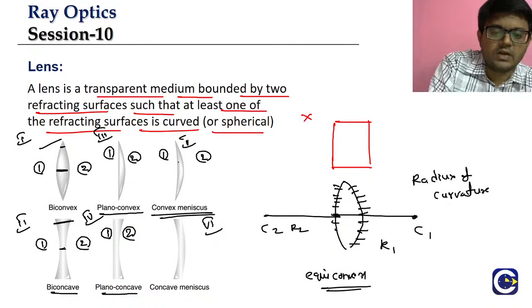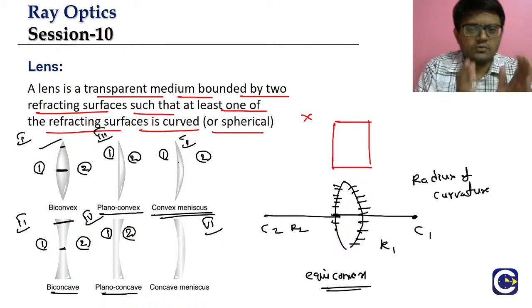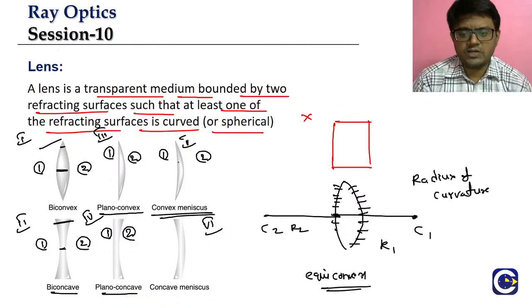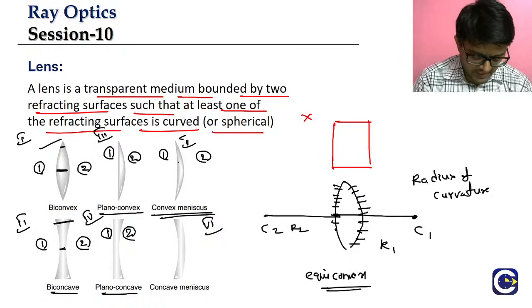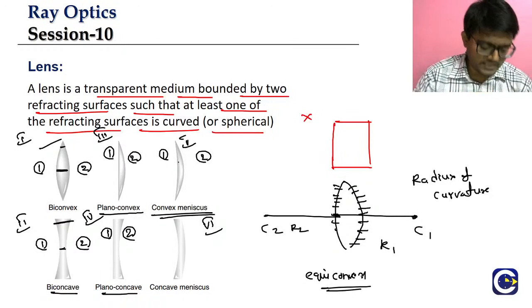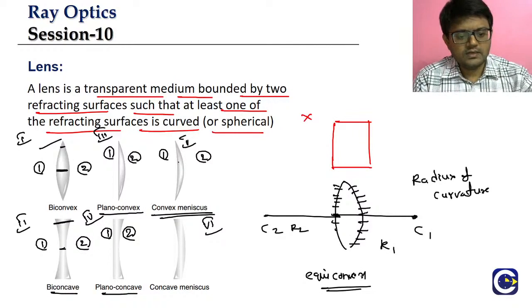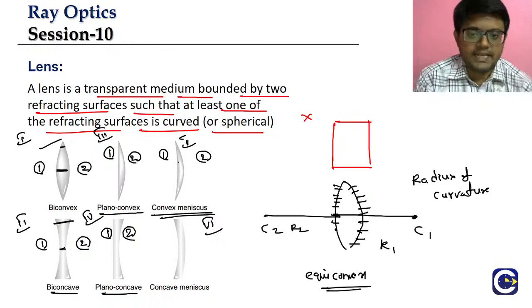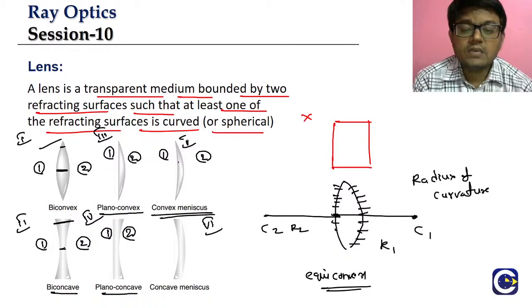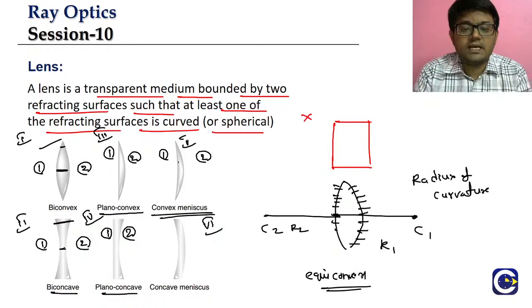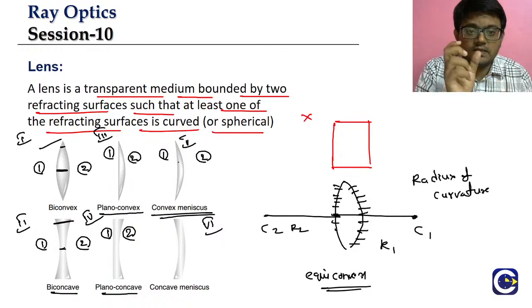What do we call it as? We will call it as equiconvex. So equiconvex will be when both the refracting surfaces' radius of curvature values are same. If in case of biconcave, when both sides the radius of curvature values are same, we will call it as what? Equiconcave.